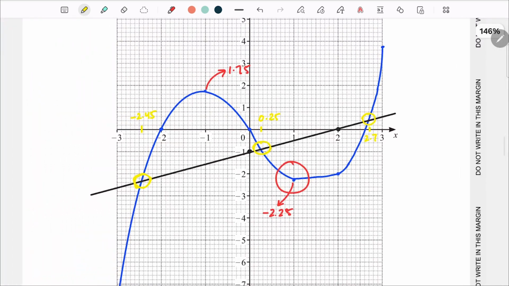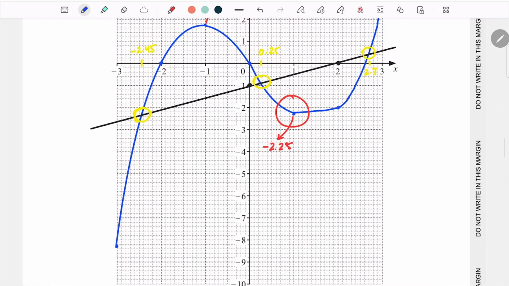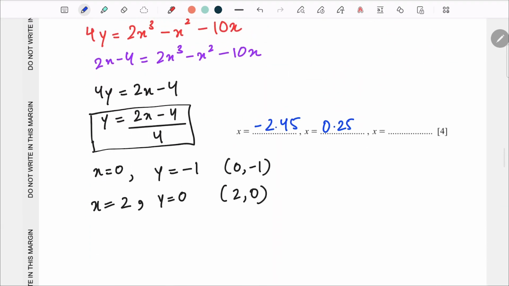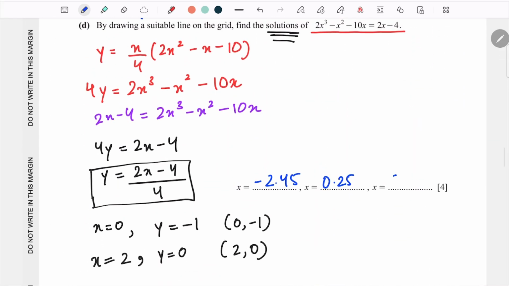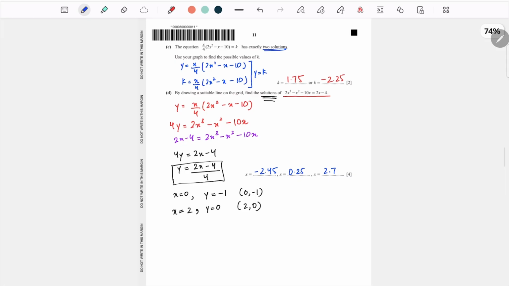So the three values of x will be negative 2.45, the second value is 0.25, and the third value is 2.7. So this is going to be my final answer.